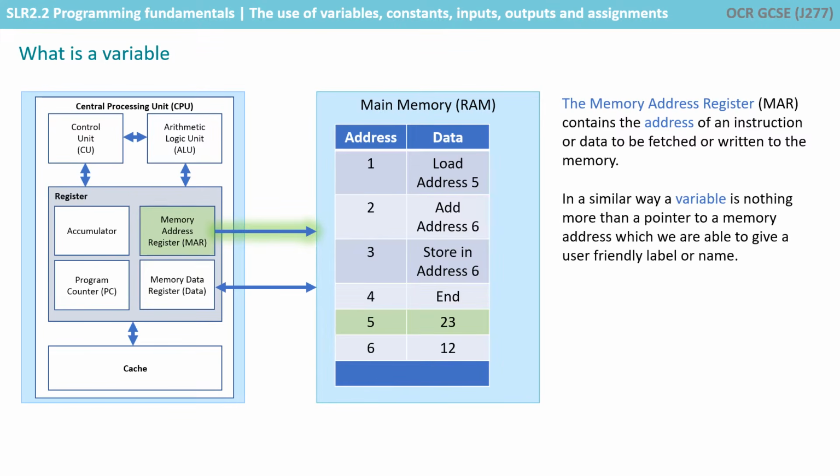So before we dive into this video, what actually is a variable? Well, if you go right back to what we covered at the start of the course, we looked at one of the registers in the CPU, the memory address register. And this contains the address of an instruction or data to be fetched or written to the memory. And in a very similar way, a variable is nothing more than a pointer to a memory address, which you're then able to give a user-friendly label or name.